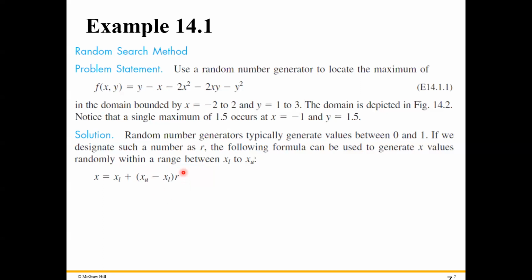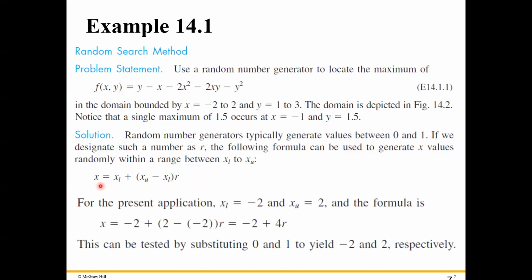So if we have a random number generator, we can use it to generate the random values of x, and similarly for y as well. Considering xl is equal to minus 2 and xu is equal to 2 as in this example, the value of x, by inputting into this formula, will be minus 2 plus 4r. Here xl was minus 2, xu minus xl is equal to 4, and r is the random number. So r is any number which we can put randomly.